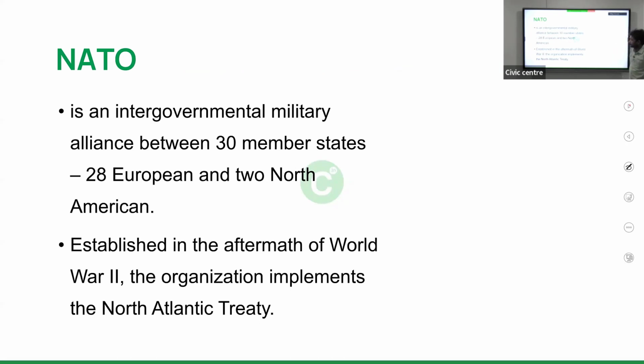Clear? Its headquarters is at Brussels. Its members mainly consist of European nations and two members from North America, Canada and USA.